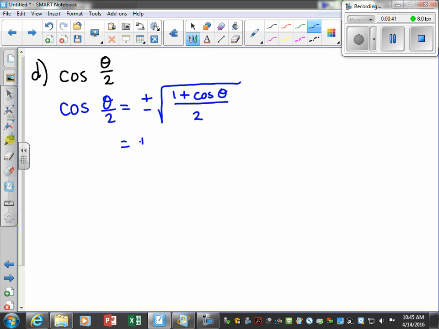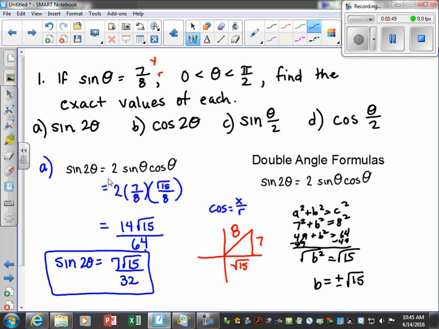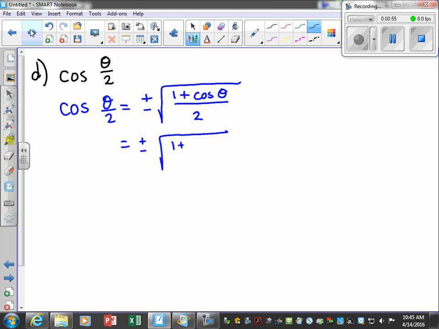So we'll have plus or minus 1 plus, what did we say cosine of theta was in the previous problem? Let's just jump back there. Cosine of theta was going to be the square root of 15 over 8. So that's what we calculated using a previous calculation. So let's do the square root of 15 over 8.